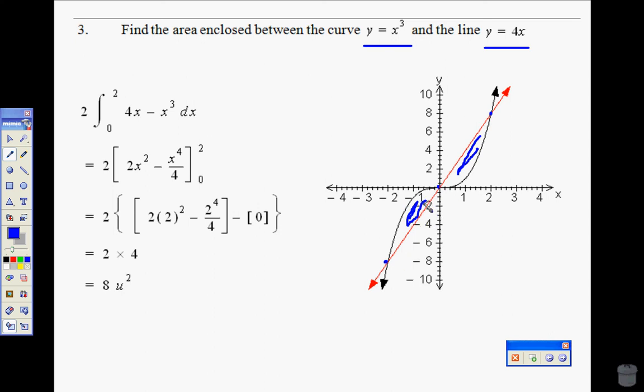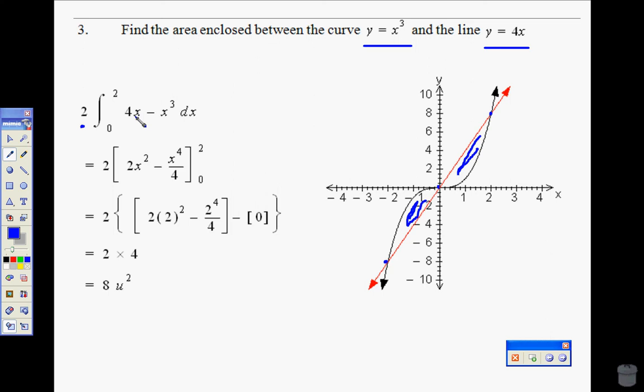I can do it separately, but I'd have to do it in two sessions: minus 2 to 0 of the top curve minus the bottom curve, and 0 to 2 of the top curve minus the bottom curve. Or I realise that the area is the same because they're both odd functions, and go from 0 to 2 of the top curve 4x minus x cubed and double it. So that's where it's a little bit different, because I've realised I've got that area that's the same again, so I can just double it, save myself a little bit of time and effort.